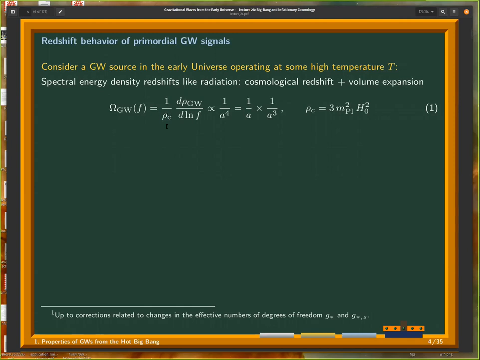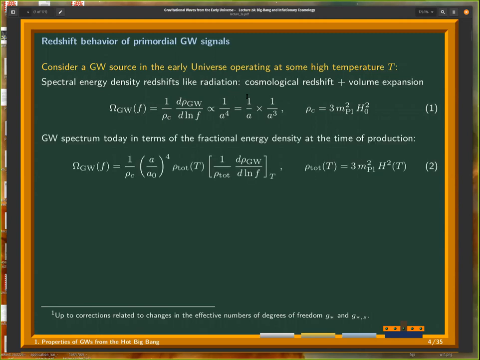And we saw that this entire object scales like 1/a to the 4th power. That's exactly the same redshift behavior as in the case of radiation, photons, for instance. And then this accounts for the expansion of the volume. So this gives you a factor of 1/a cubed. But then there is also an additional factor 1/a, which accounts for the stretching of the gravitational waves themselves in consequence of the expansion. All right.